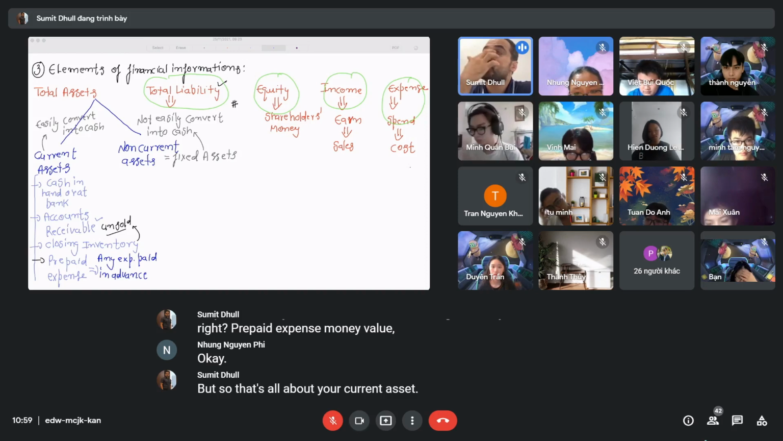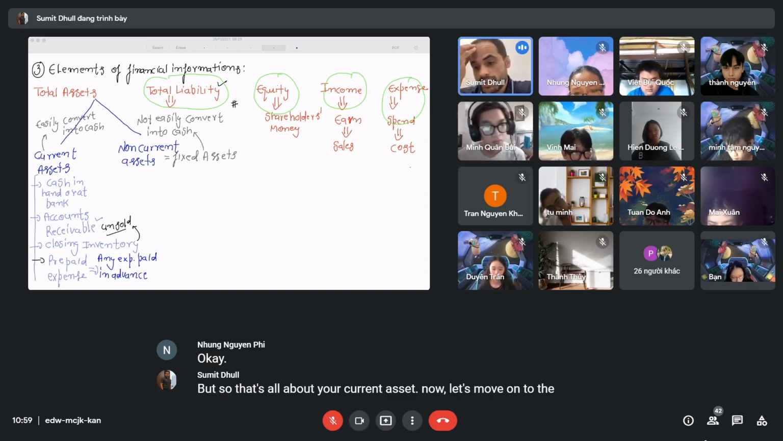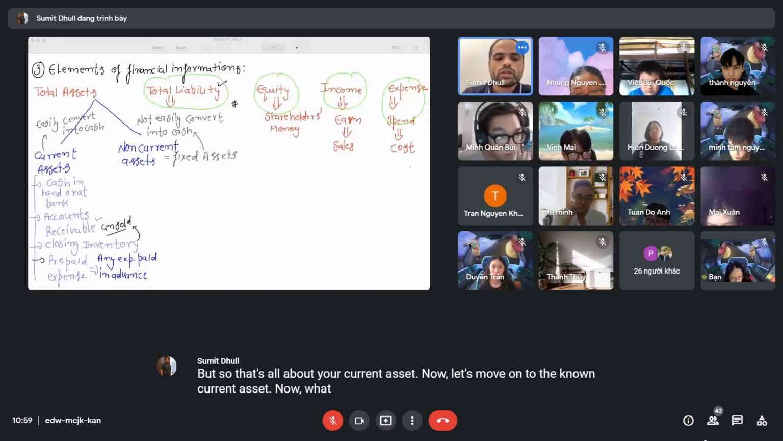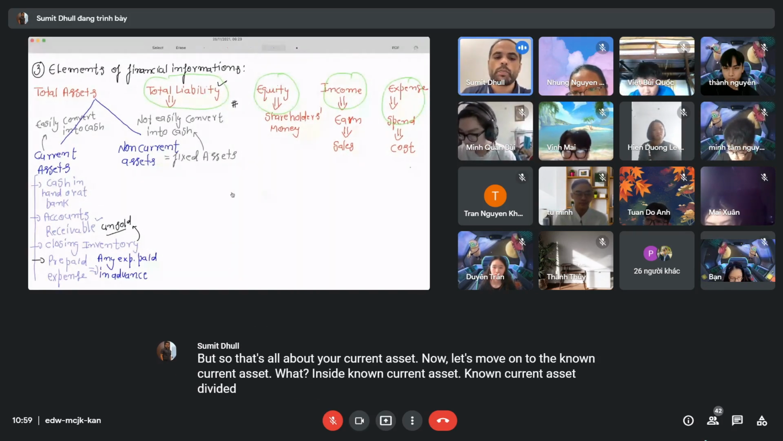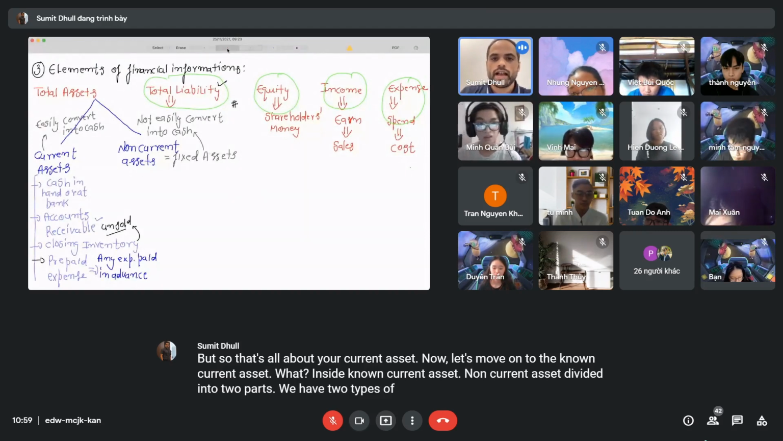Now let's move on to the non-current asset. Now what is inside non-current asset? Non-current asset is divided into two parts. We have two types of non-current asset.